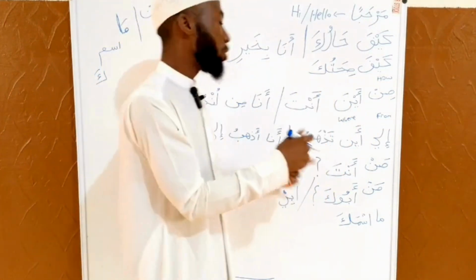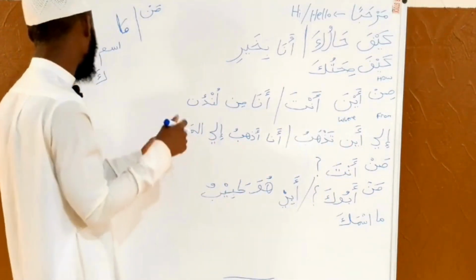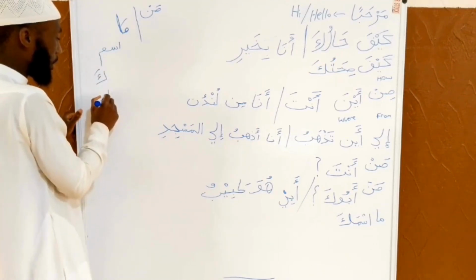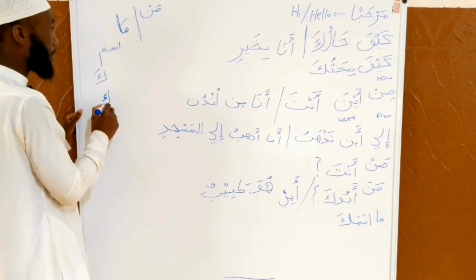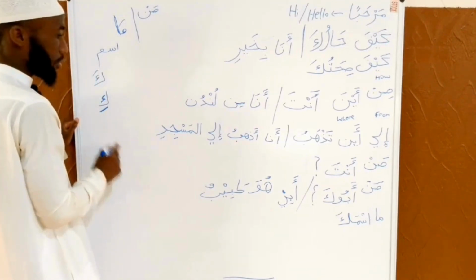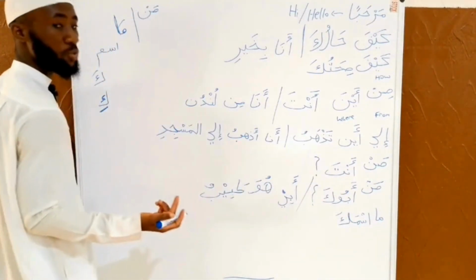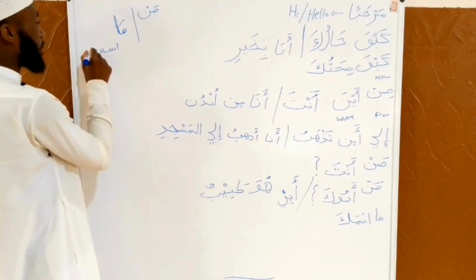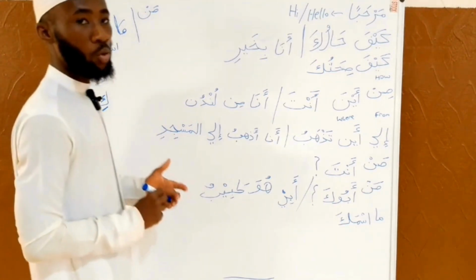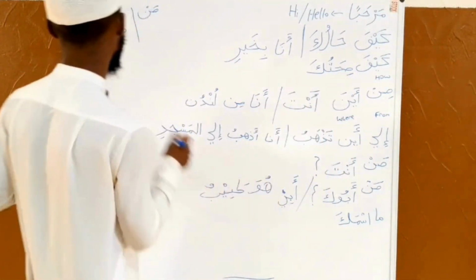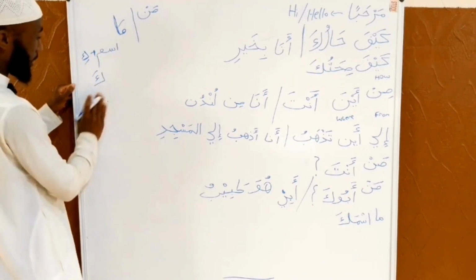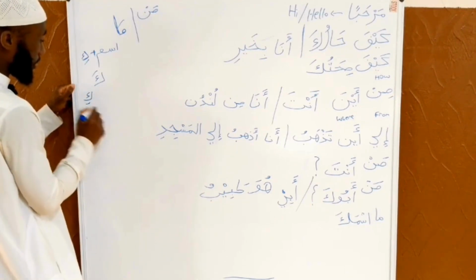But if you are talking to a female person, you want to ask her about her name, you say Kaf with kasra. You just put kasra under it. Masmuki. But if it is masmuki, just add kasra, Kaf kasra. Then you reply with Ismi Abdullah, or Ismi Idris.